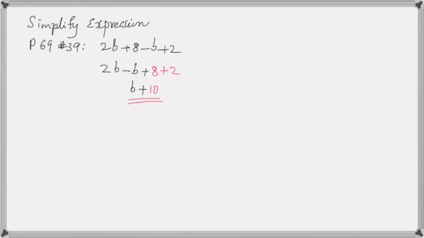2b and b are like terms, and 8 and 2 are like terms. So 2b minus b is b, 1b. 8 plus 2 is 10. So the answer is b plus 10.